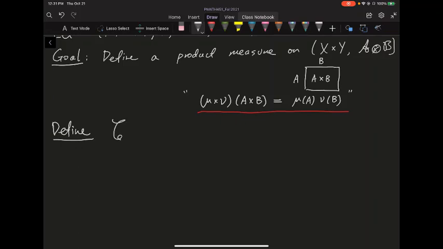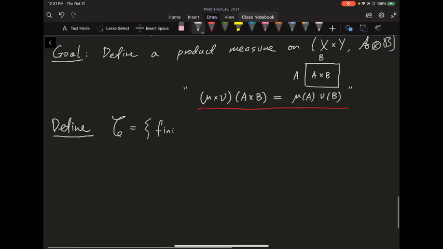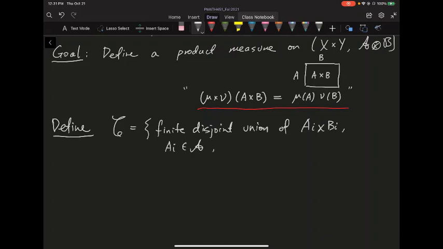Let's use some notation. Let's call it C, because we already have A and B here. Let C be all the finite disjoint unions of these boxes, A_i times B_i, where of course I need to require the A_i to be in the corresponding sigma algebra A, and B_i in the curly B. So this is a collection of sets inside A tensor B. This is clearly contained in the product sigma algebra, because we saw last time the boxes are inside it; they actually generate A tensor B. And I'm only taking finite disjoint unions, so of course they're inside here.